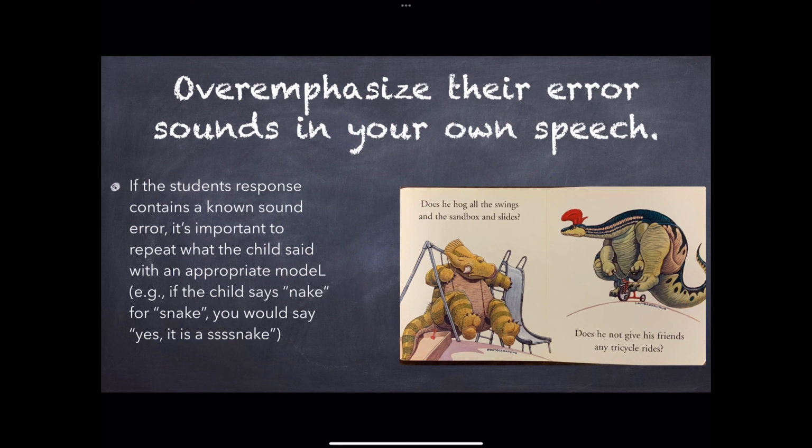During small group or one-to-one interactions with your student, overemphasizing their error sounds in your own speech to help them be mindful is a great strategy as well. In a few more slides, I'll talk a little bit more about chaining. It may be a good idea to pair overemphasizing error sounds with chaining to have the student reattempt a word or a sentence.